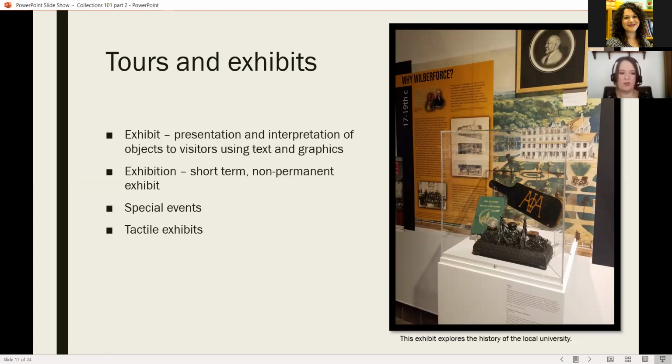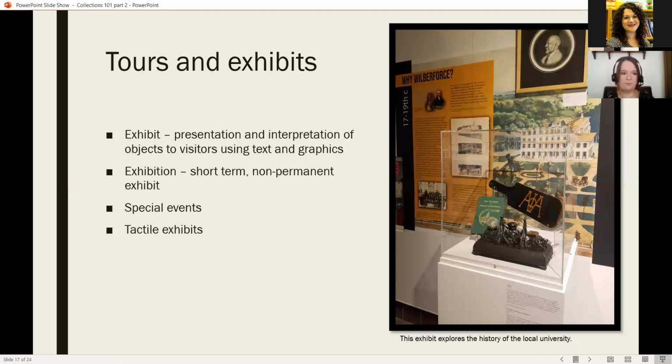Exhibitions are another option. They're a more short-term and non-permanent exhibit. So, let's say, this example that I have in this image here is a 30th anniversary exhibit for a museum. A 30th anniversary is only for a year, so this exhibit lasted about a year. They had it up for about a year. There's also special events that you can do. If there's a historical date and your institution has objects relating to what happened during that time period, you can do special events for that sort of thing.